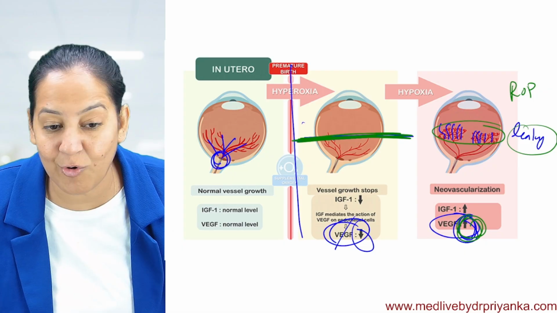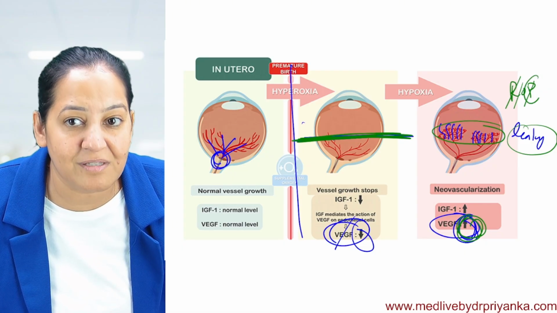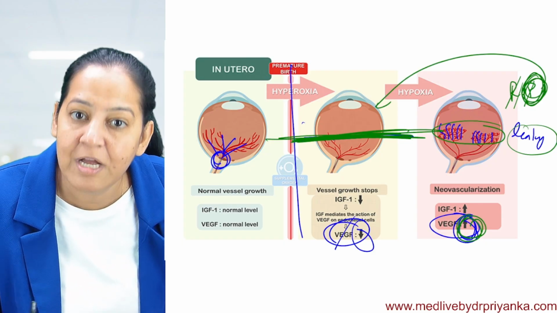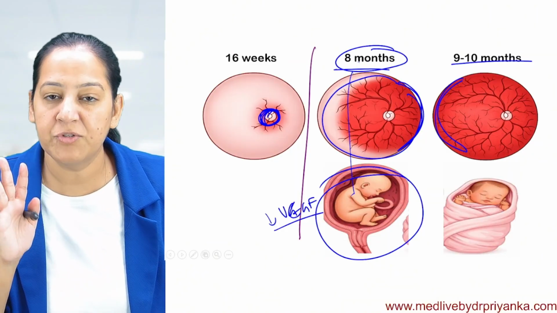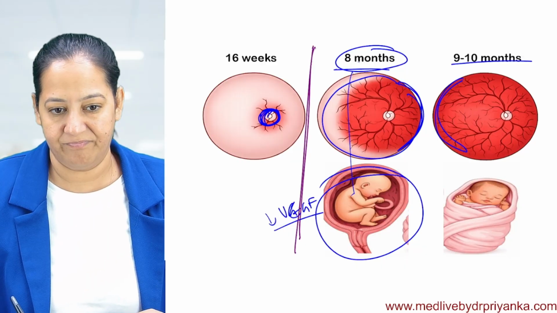Okay, so why is it known as ROP? Now you understood the meaning. It is retinopathy of prematurity because it occurs in a premature newborn in which the retinal blood vessels are halted because of down regulation of VEGF at birth. So the complete problem is that the newborn is born before 8 months of gestation. That is the problem.